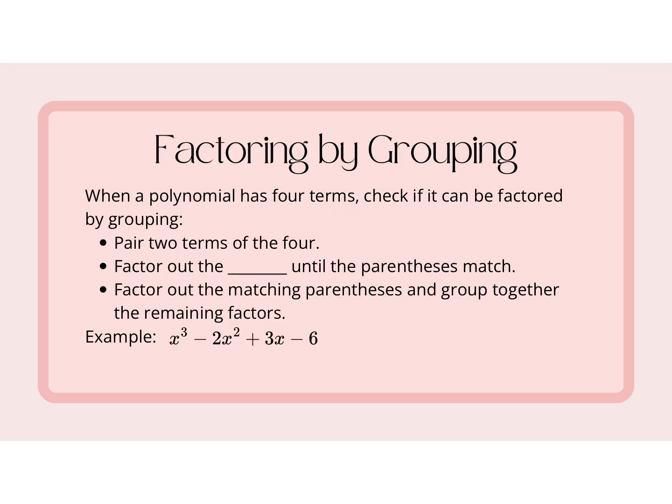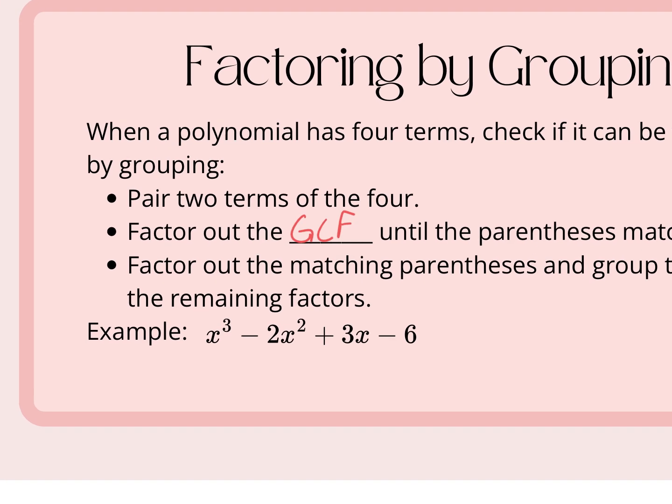All right, so using that same idea, we're going to factor by grouping. If a polynomial has 4 terms, you're going to factor by grouping. So you're going to pair 2 terms out of the 4, factor the GCF until the parentheses match, and you factor out the matching parentheses and group together the remaining factors. All right, so a lot of words, but for example, let me just show you with this one.